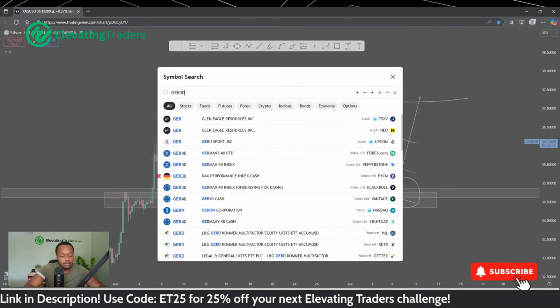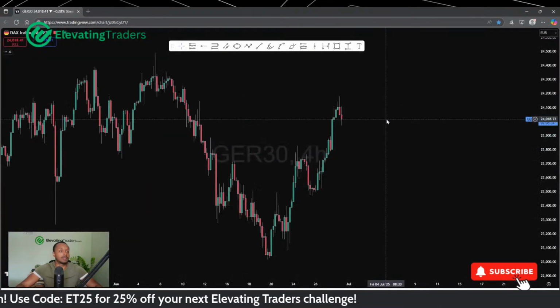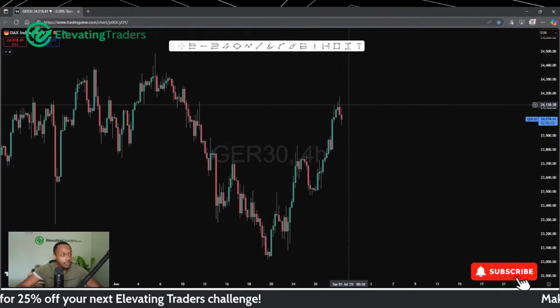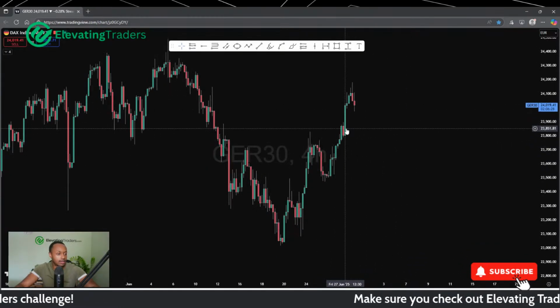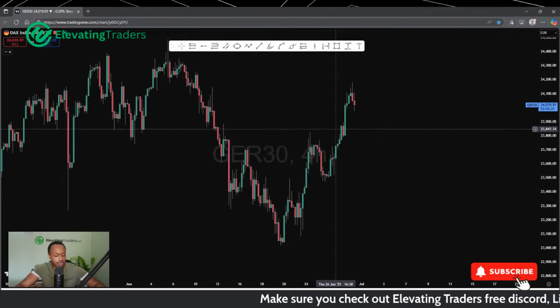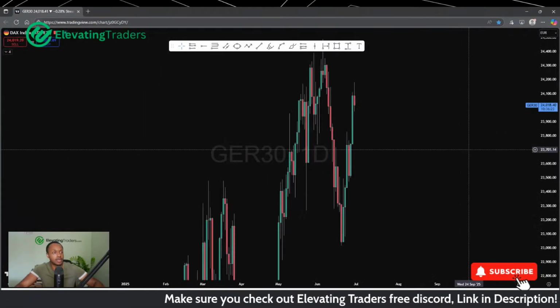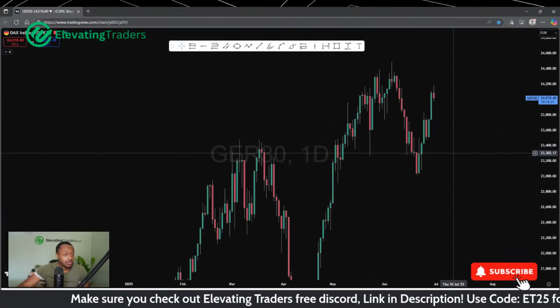But the DAX, last time we had a look at this one, we were reacting off some support on the daily chart. Beautiful move there, actually. Last time I looked it was last week Friday. But yeah, we've been very, very bullish.